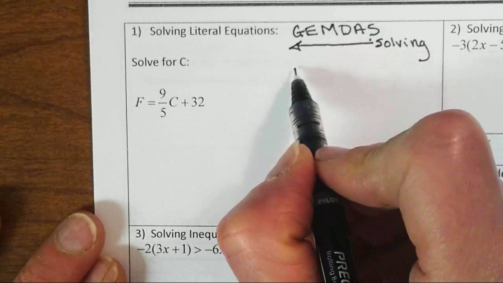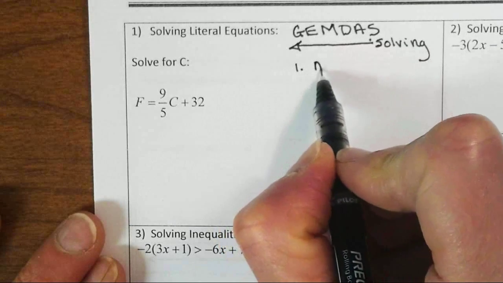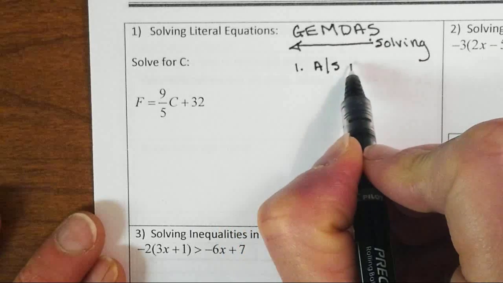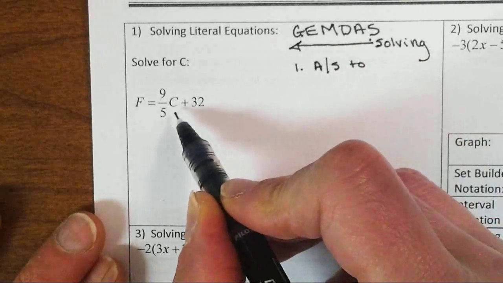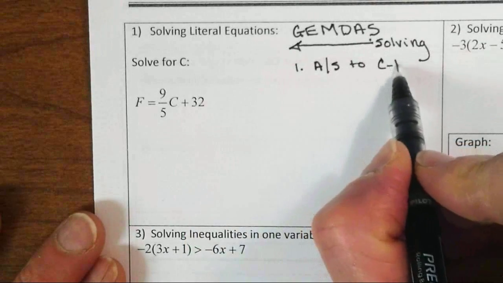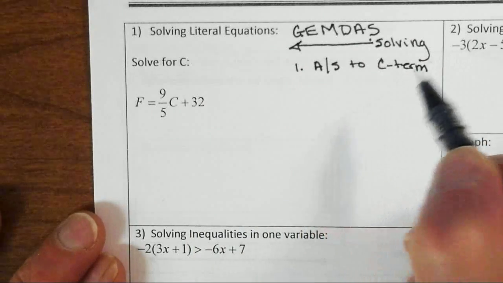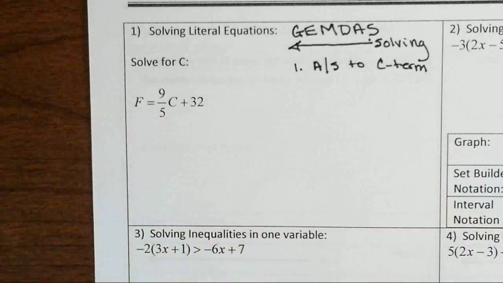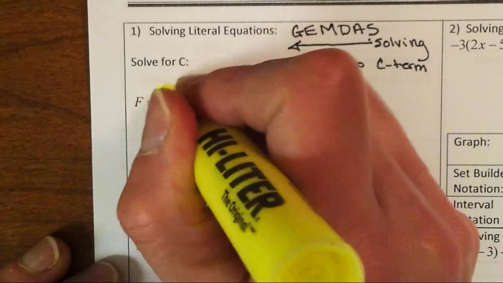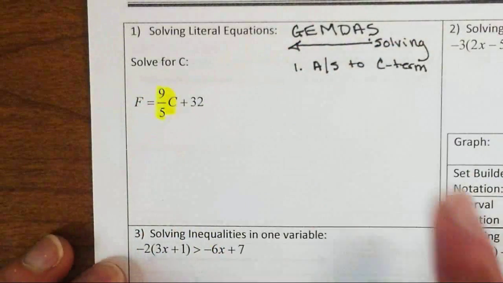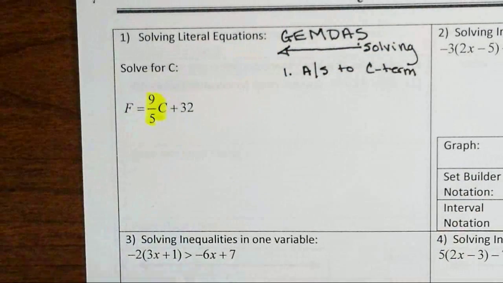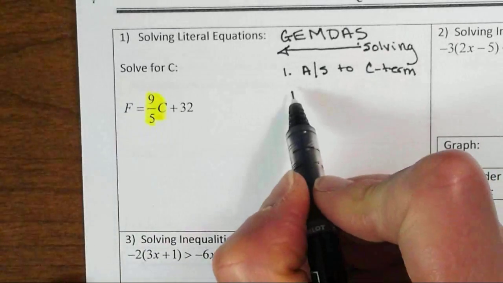So that means the first thing I'm going to ask myself is anything being added or subtracted to, in this case, the C term. So what is the C term? The C term is anything that's being multiplied or divided to the C. And the answer is yes.